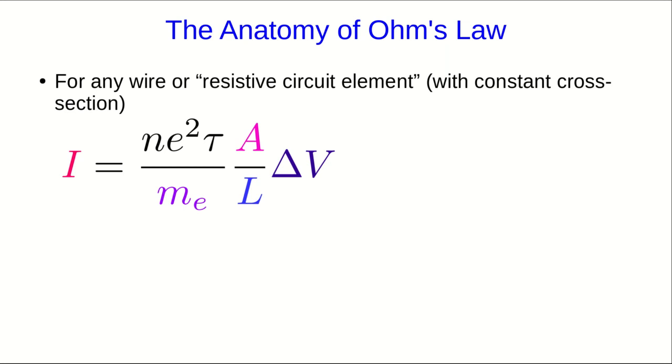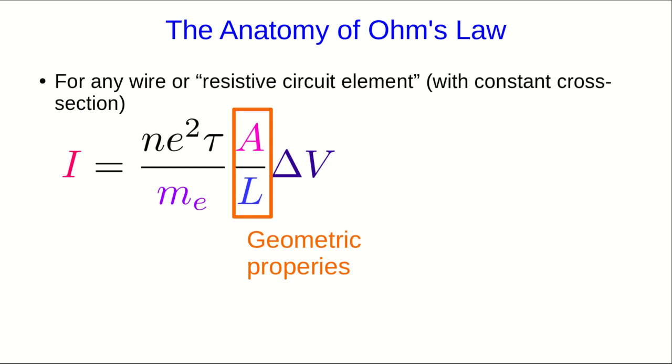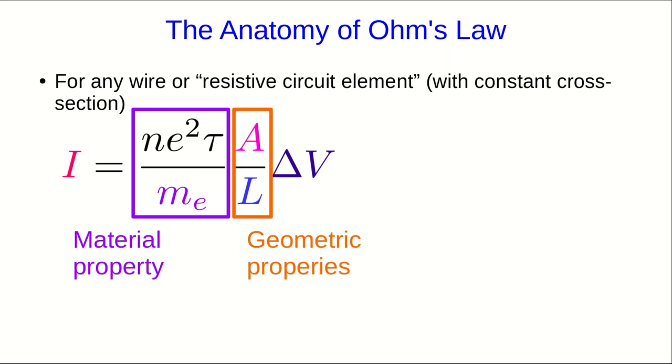Let's pull it apart. So, it has a part which depends on geometric properties of the circuit element. In other words, the shape and size of the circuit element. It also has another part which depends on the material properties. In other words, what the circuit element is made out of. Let me just focus on those material properties for a moment before simplifying it.